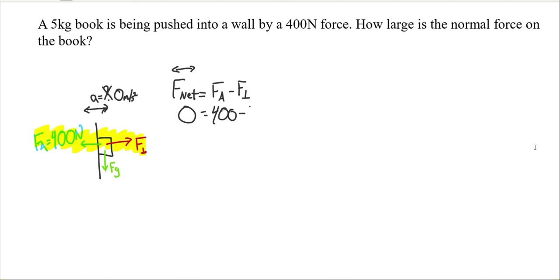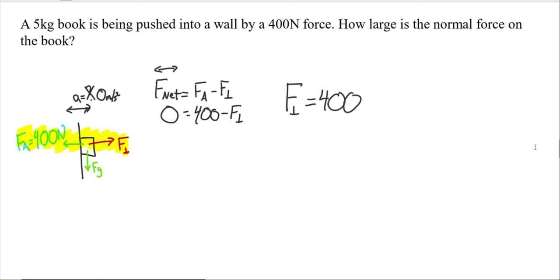So that shows here that 0 would be our applied force, or 400 newtons, minus our normal force. Well, if we don't know how big it is, that's okay, because 0 equals 400 minus the normal force. 0 is 400 minus what? Well, it's got to be 400. The normal force here is 400 newtons.